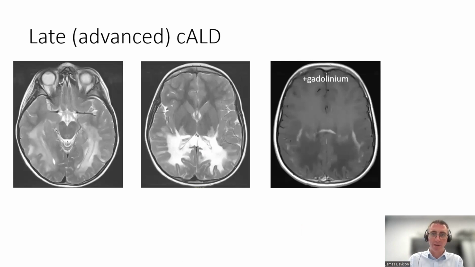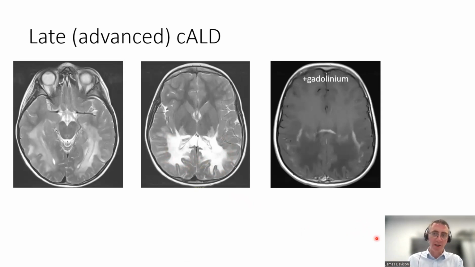Sometimes, though, the scan will show what we call later advanced cerebral disease. What we're seeing in these scans, again, cross sections looking down, is these very prominent, brightly colored white areas that are affecting the back of the brain, but also spreading far forward, suggests that the disease is very progressed already.